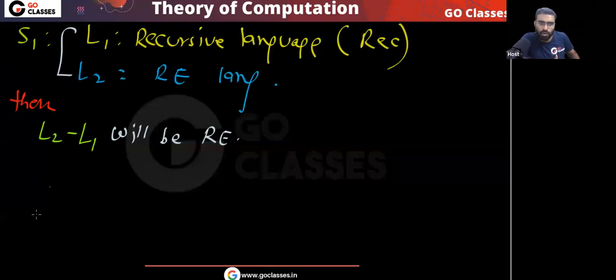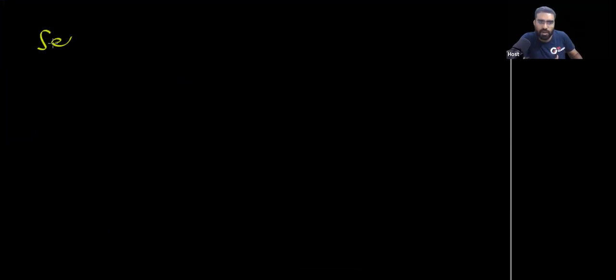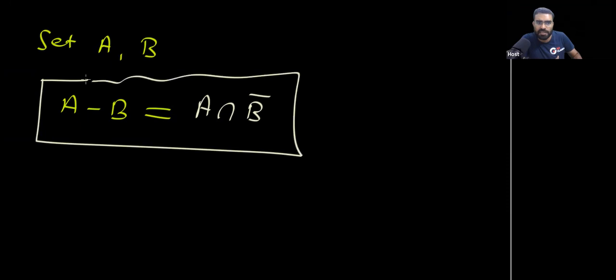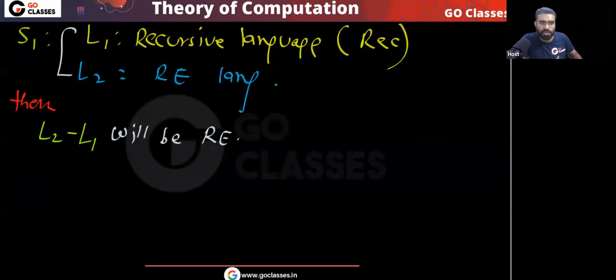You already know that if you have sets A and B, then A minus B is A intersection B complement. Agree? So here, L2 minus L1 is L2 intersection L1 complement.